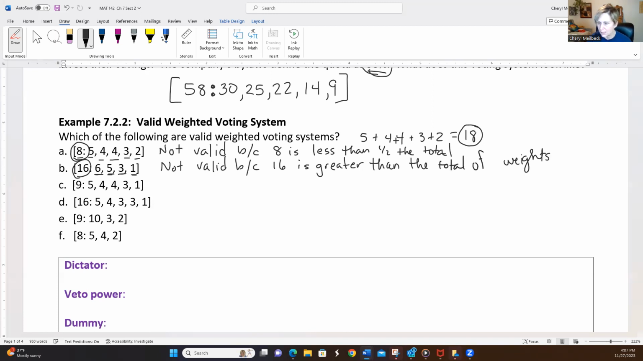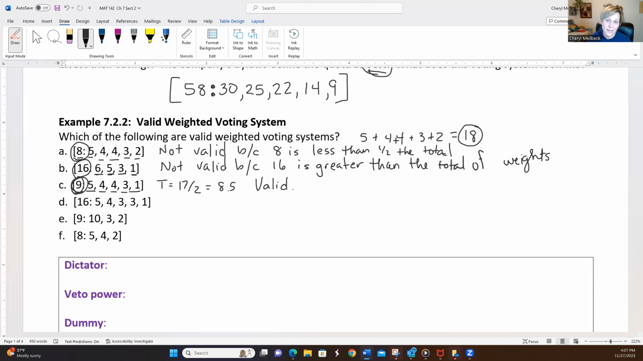And we look at these next ones. Here in part C, we have a quota of 9, and the weights are 5, 4, 4, 3, and 1. So that's 9 plus 4 is 13, 14, 15, 16, 17. So the total of the weights is 17. If you take 17 and divide it by 2, you get 8.5. So 9 is within the range because it's greater than half and it's smaller than or equal to 17. So this would be a valid system.